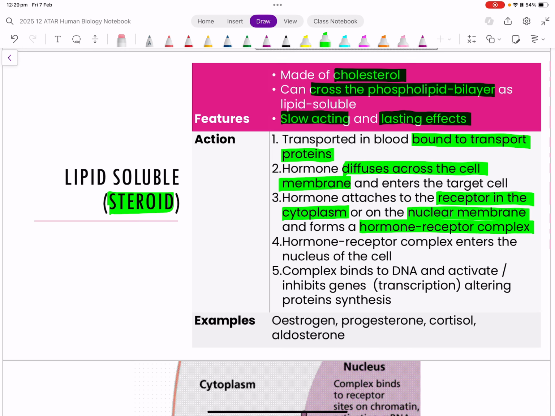Once the hormone receptor complex has been formed, it's going to enter the nucleus of that cell, and the complex will bind to the DNA. It's going to activate or inhibit genes. So it's going to activate or inhibit transcription. And this, in turn, is going to alter protein synthesis, leading to the creation or subsequent lesser creation of particular proteins. So some examples of these hormones, again, include things like estrogen, progesterone, cortisol, and aldosterone.